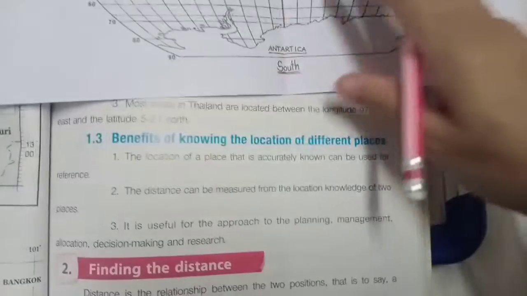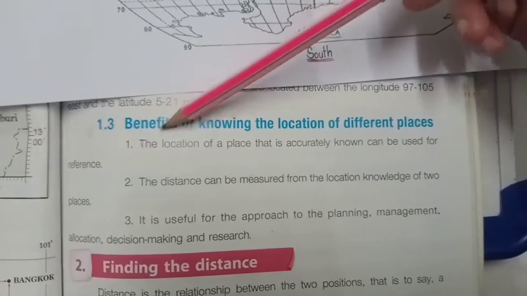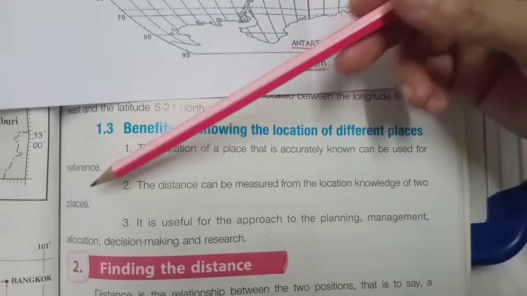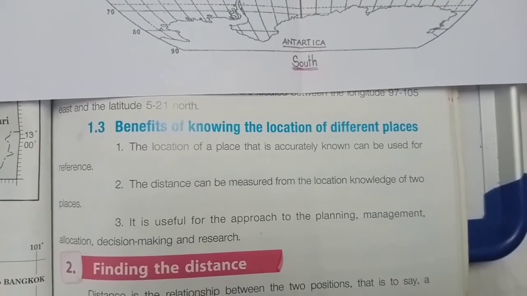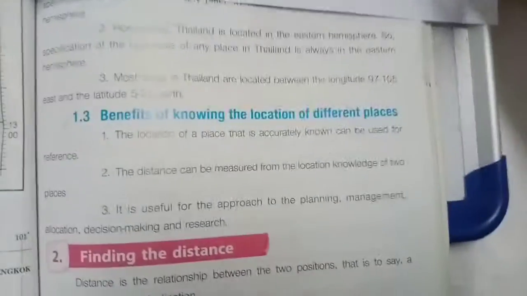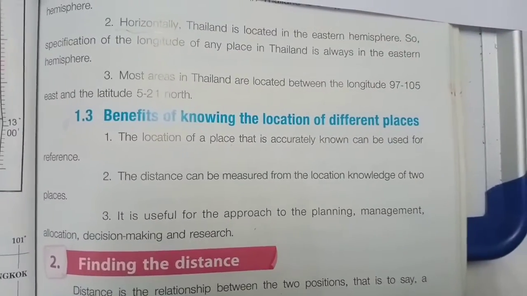So let's move. What will be the benefits of knowing the location of different places? Okay, number one, the location of a place that is accurately known can be used for reference. So what's that mean? So accurately known for use for reference, for example, depends about how many legends do we have. So that will be our references. How can we read map using this? Our symbols. So that will be our reference. Then, the distance can be measured from location, knowledge of two places. Yes, knowledge of two places.